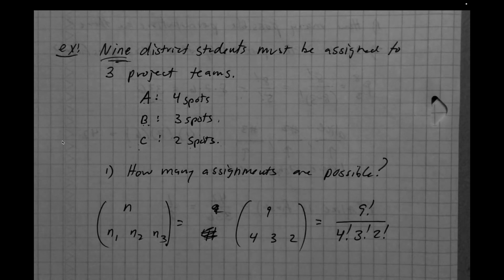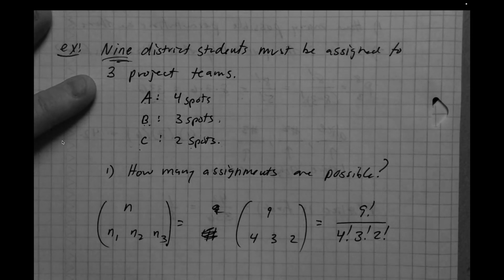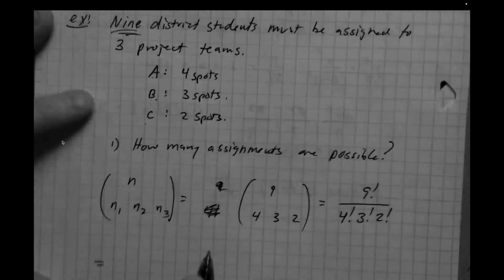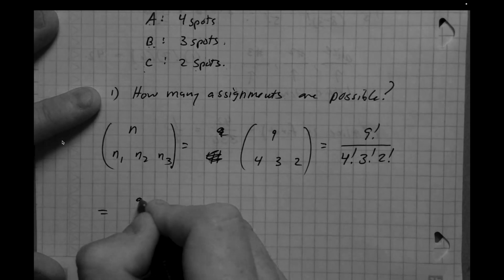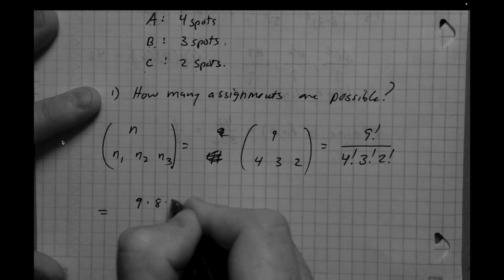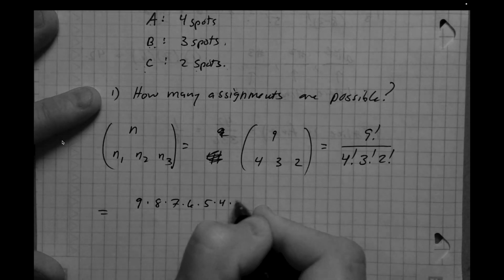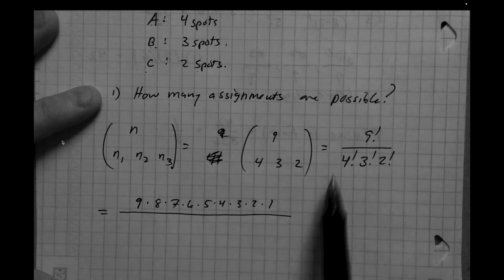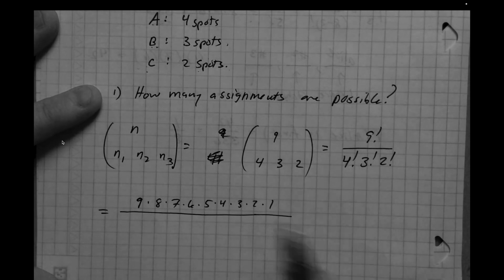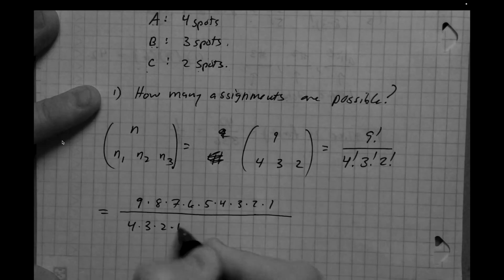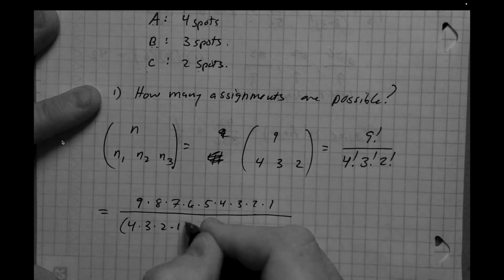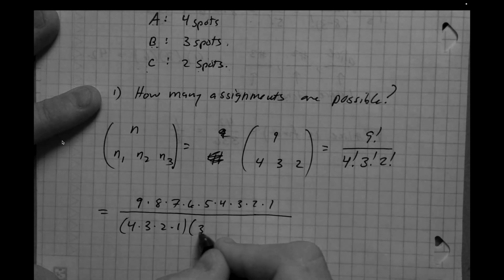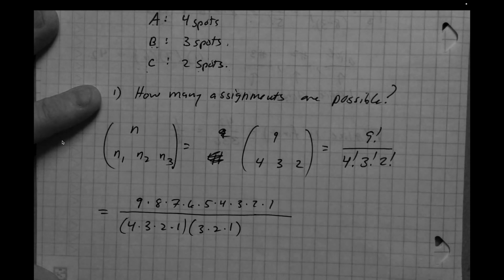All right, that's fairly easy. That's an easy thing to set up. Now let's go ahead and simplify this. Right, we can actually calculate what the number is. So that numerator is 9 times 8 times 7 times 6 times 5 times 4 times 3 times 2 times 1. Now we're going to talk through how to make this a little bit simpler. The bottom is 4 times 3 times 2 times 1, and times 3 times 2 times 1. Some people say you don't include the 1. Some people say you do. But you can obviously tell it doesn't matter.